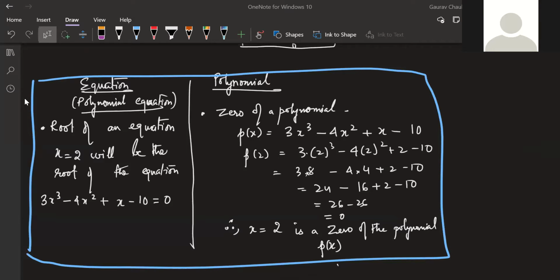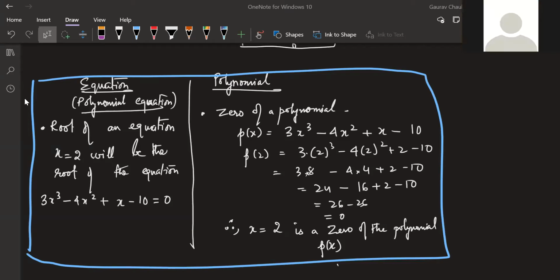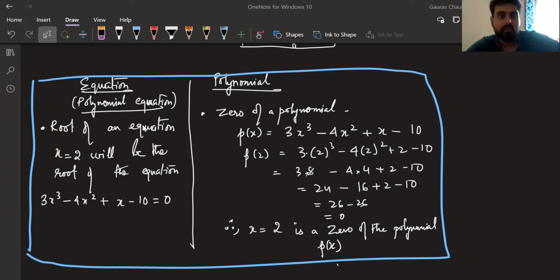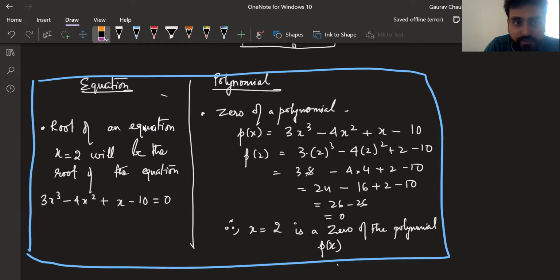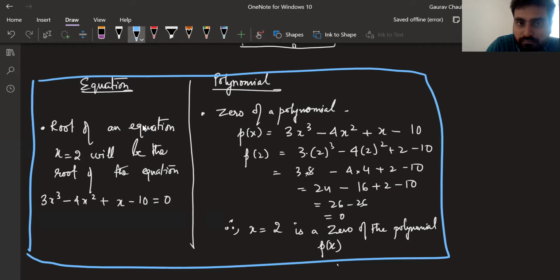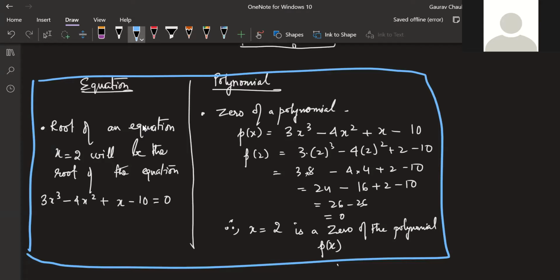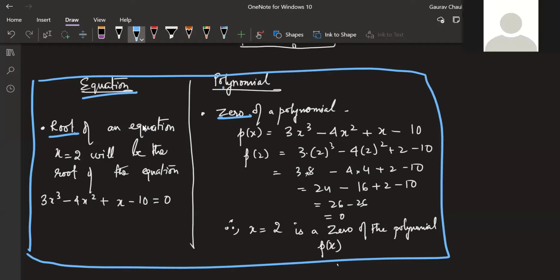Sir, root we can use in the polynomial of the equation, sir. Polynomial of an equation, what do you mean? So that's what I understood, sir. I'm confused, sir. Okay, leave this part out, rub this part out, no need. Now are you understanding? Sir, root we can only use in equation. Zero we can use in polynomial. Got it? Yes, sir.